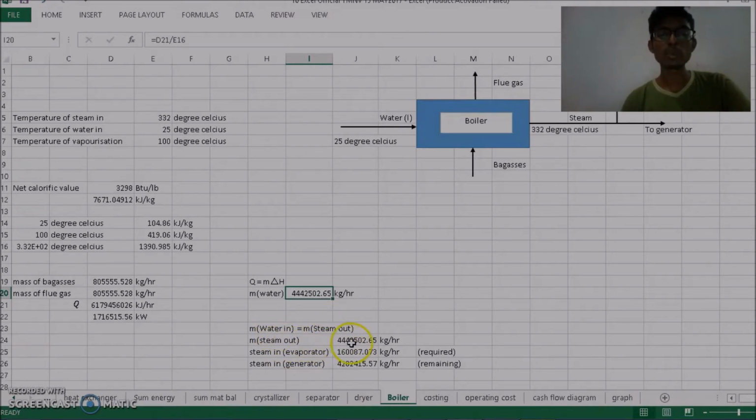So we know that steam out is the same as the water in. So steam out is 4,442,502.65 kg per hour, and the steam in the evaporator is a value we get from the evaporator. We just subtract this value from this value, so we get the excess. The remaining will be stored at the generator.